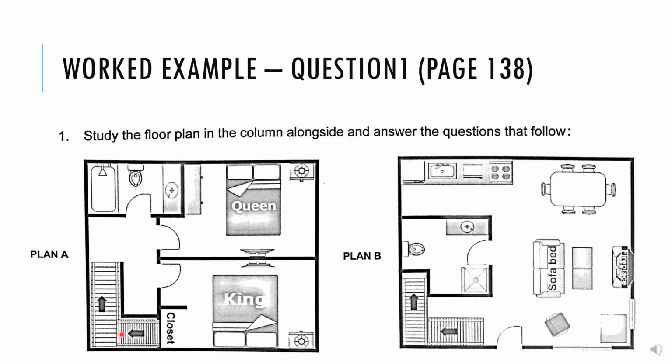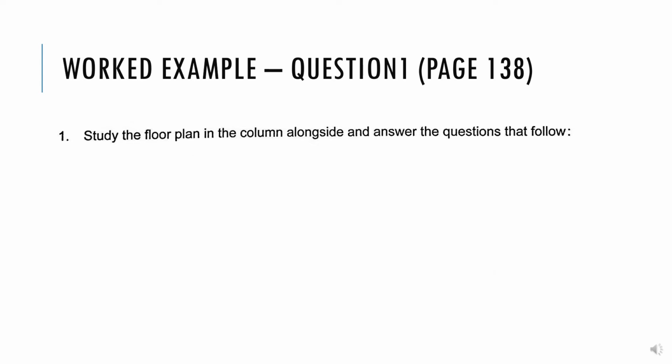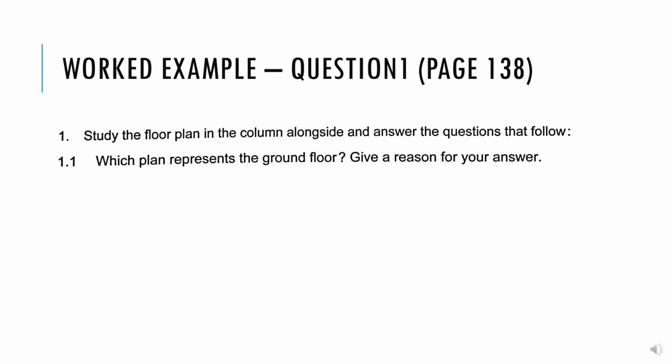You'll see that you've got some stairs here, which shows you the direction in which the stairs are moving upwards. If you look, you see there's a living room area here, dining, a kitchen, bathroom, and then on a different floor where the rooms are, you'll see a room with a queen size. Right, so which plan represents the ground floor? And give a reason for your answer.